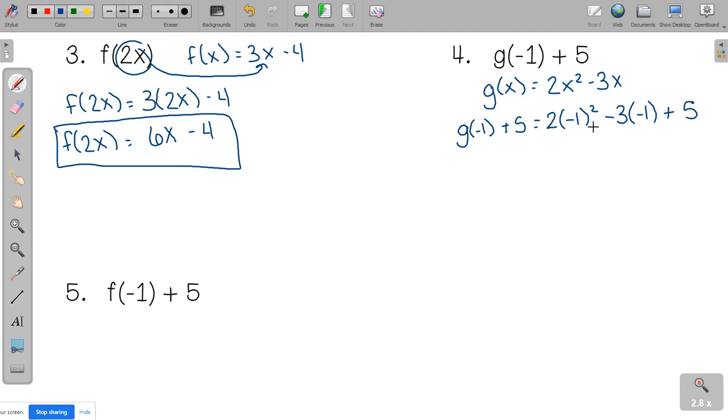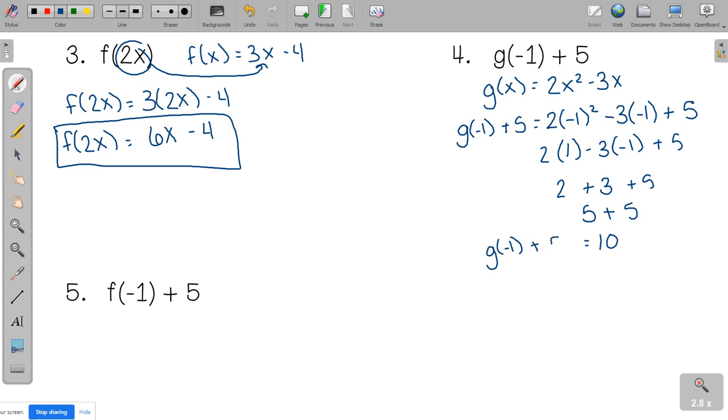And we simplify. Negative 1 squared is a positive 1. Bring down everything else. 2 times 1 is 2. Negative 3 times negative 1 is a positive 3. Bring down the plus 5. 2 plus 3 is 5. So we have the problem 5 plus 5, and that is 10. So g of negative 1 plus 5 is equal to 10.